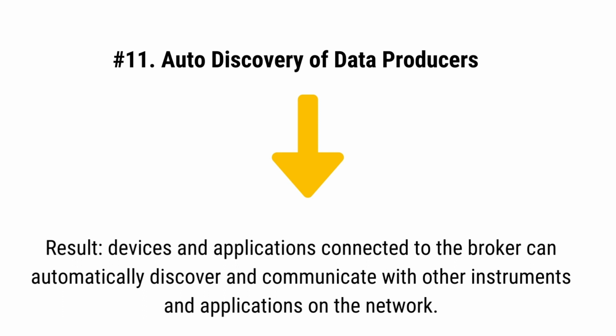Number 11. In MQTT Sparkplug, devices and applications publish special announced messages to the MQTT broker. Other devices and applications connected to the broker can then subscribe to these announcements and use the information they contain to automatically discover and communicate with other instruments and applications on the network.